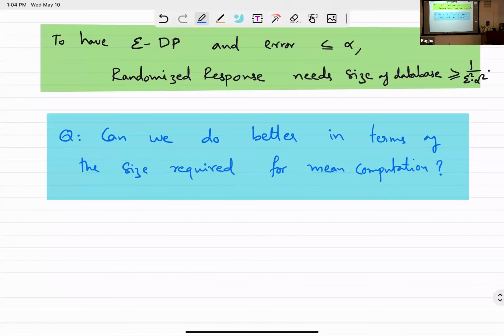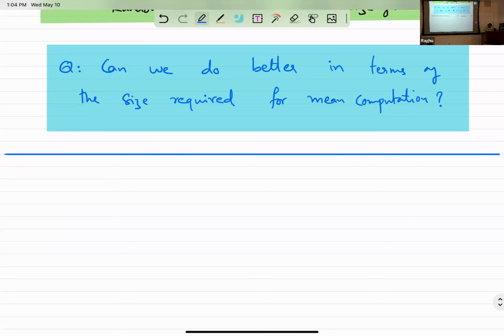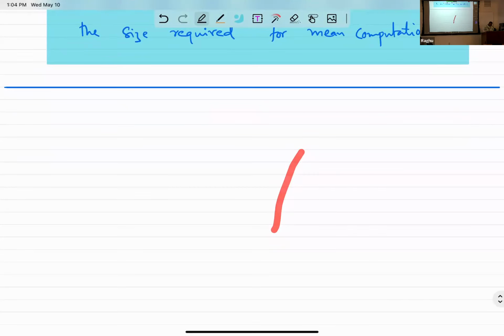All right, we'll see that actually randomized response is not the best possible. You can, in fact, do quadratically better than this. So to do that, let me describe one of the more important mechanisms in differential privacy. Before that, let me paint a general picture of how people get privacy. By and large, there are two techniques for differential privacy.